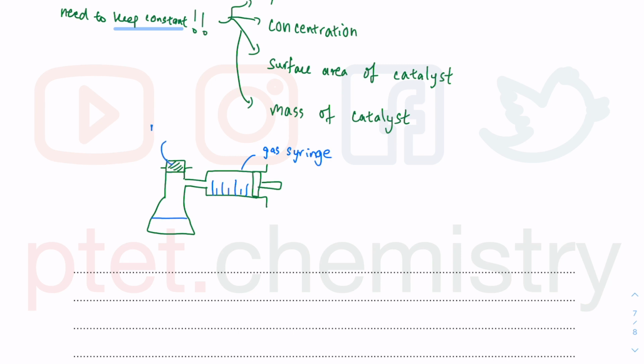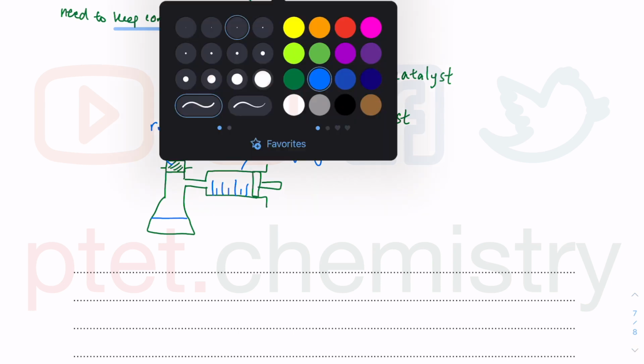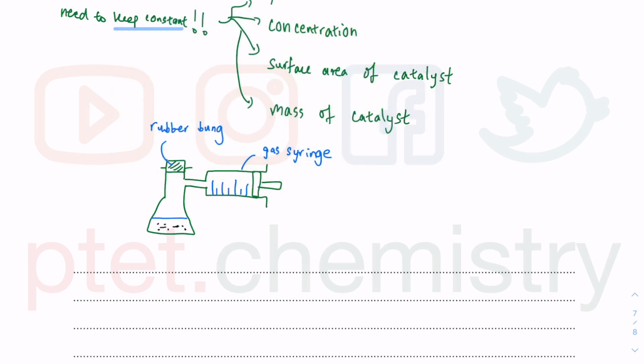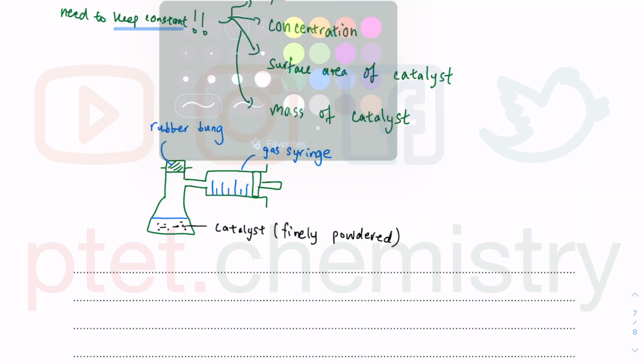This thing is a rubber bung. You use a rubber bung to prevent any gas that you have from escaping. And I'll have a little bit of this black solid. So these are the catalysts, finely powdered. I want to use finely powdered catalyst so that they have the maximum surface area in order to bring about the catalysis, which is how fast they can speed up the rate of reaction.